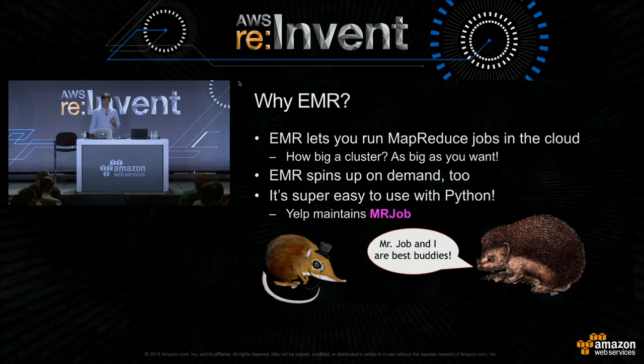EMR. And so if you're not familiar, EMR lets you run MapReduce jobs in the cloud. How big a cluster? As big as you want. It spins up on demand, and it's super easy to use with Python. And this is key for our purposes, because all the code I'm going to show you is in Python. Yelp maintains what's called Mr. Job, which is a library allowing you to write MapReduce jobs in Python. Darius and Mr. Job, our mascot here, they're best buddies. They work together all the time.